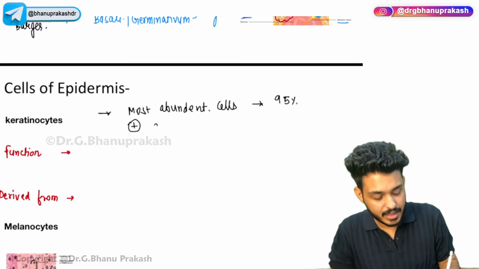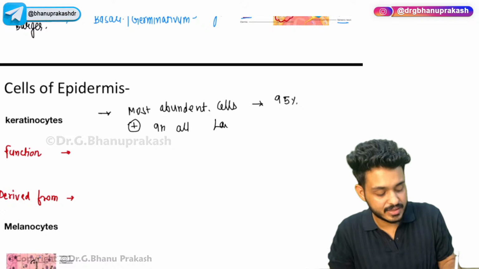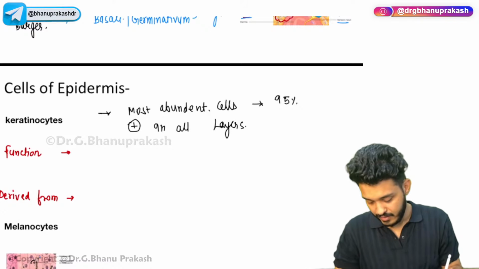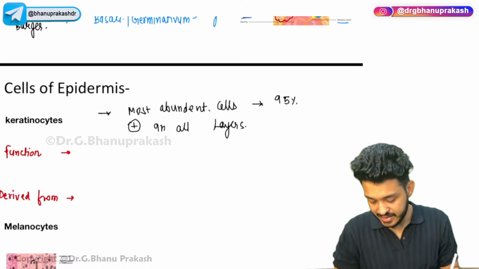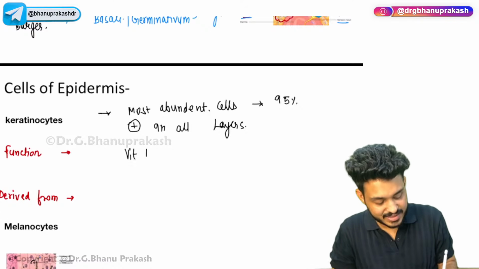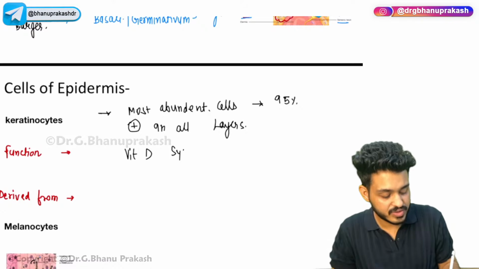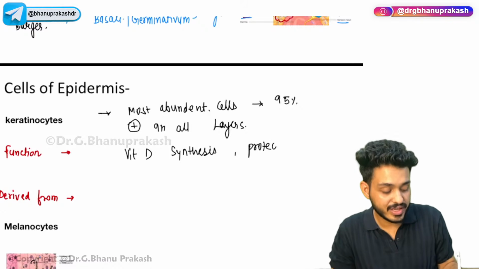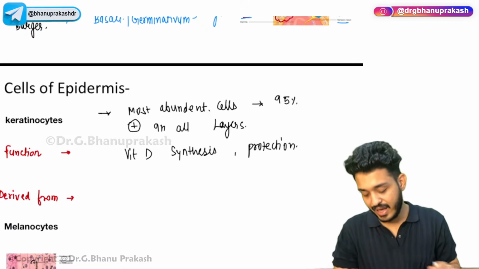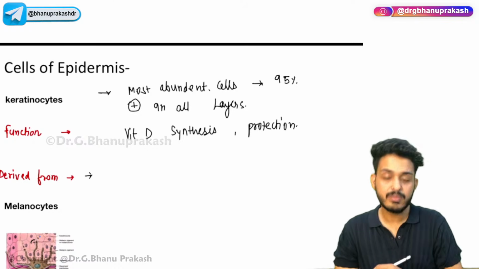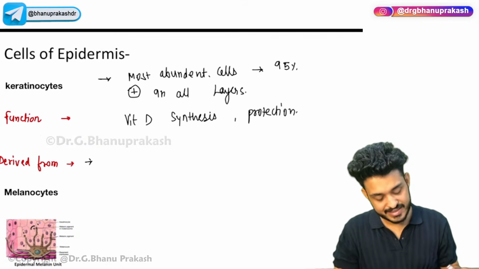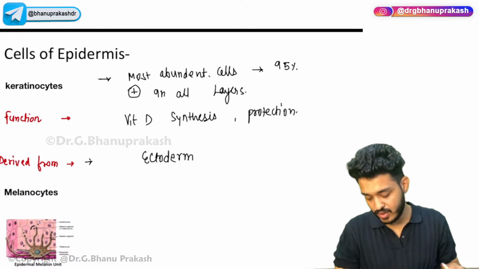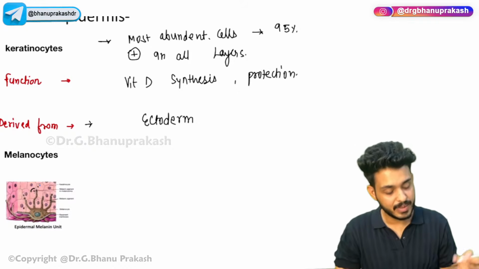They will be present in all the layers. And what is the function of keratinocytes? Very good, Nani. That is vitamin D synthesis. Apart from that, what is the other function? Vitamin D synthesis. What else? It will be providing us protection. And where does this layer come from? It is derived from ectoderm. So this one is ectodermal in origin.